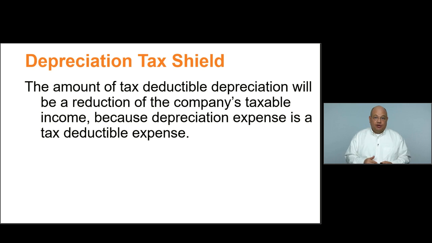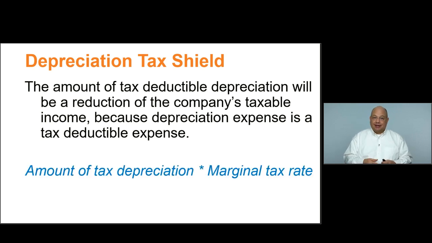The calculation of the depreciation tax shield is very simple. It is the amount of tax depreciation multiplied by our marginal tax rate. What is the tax depreciation expense for the year? What is the tax rate for the year? That is the amount of cash savings we have because we are depreciating the assets connected to this project. The amount of tax depreciation for the year multiplied by the tax rate for the year. We will see this in numbers when we do the example. We'll build this up with the example.